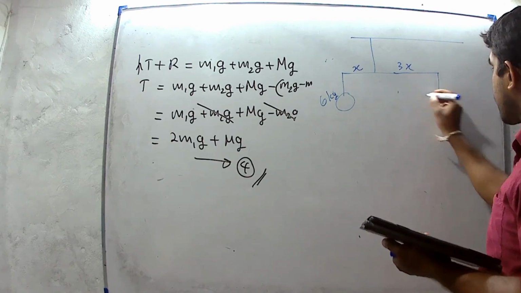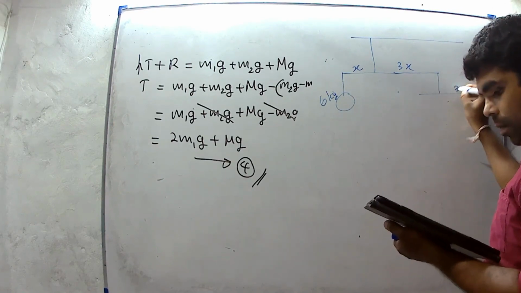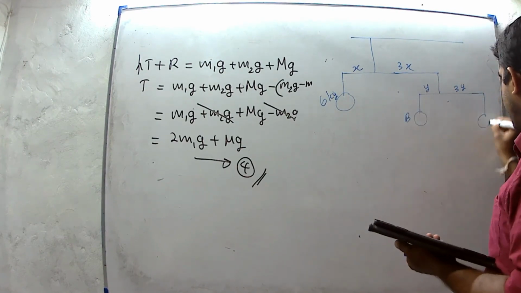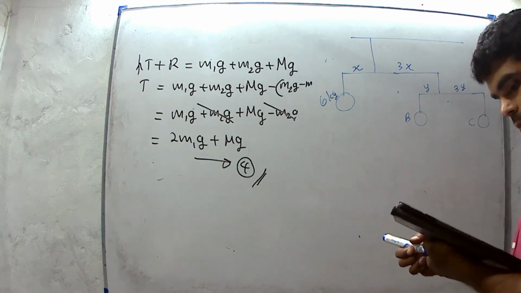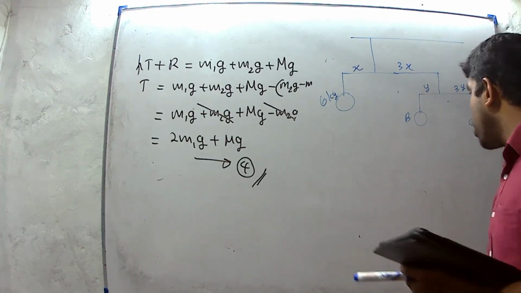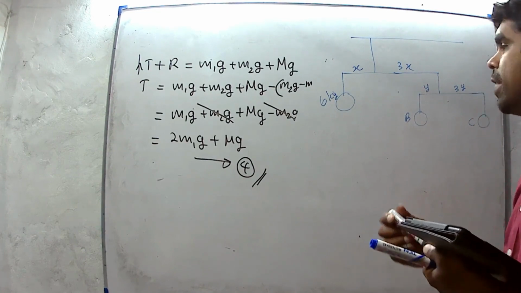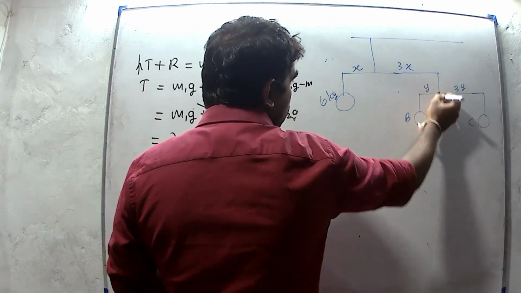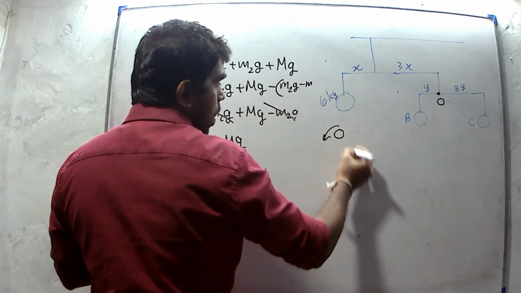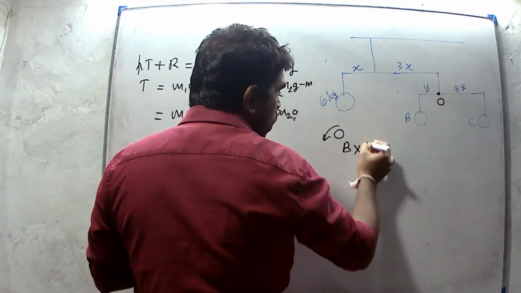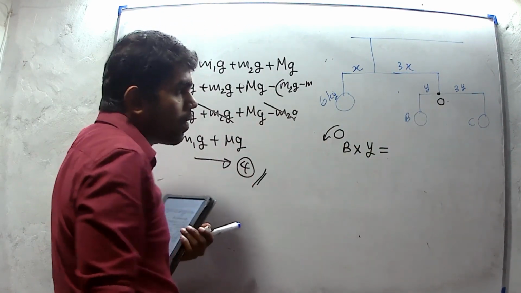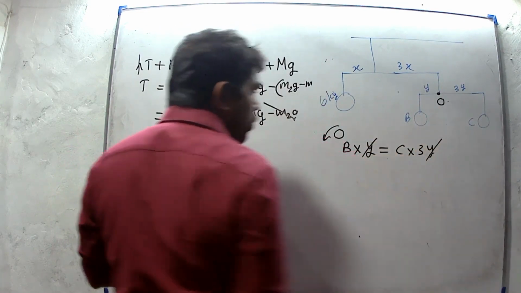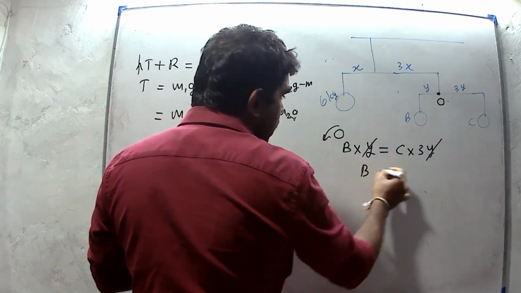Then 3y, y. This weight B, this weight C. Now we have to find the weight of B and C. First of all, I will consider torque around this point, torque around point O. Mass of B multiplied by perpendicular distance y should equal mass of C multiplied by 3y. We can cancel out the y term. B equals 3C.